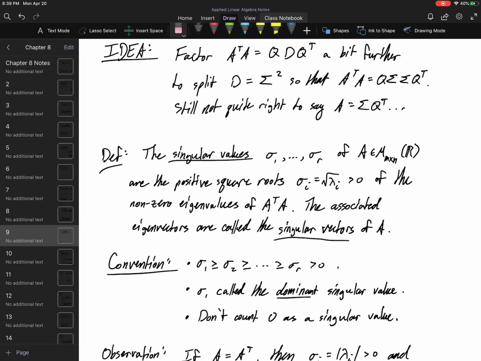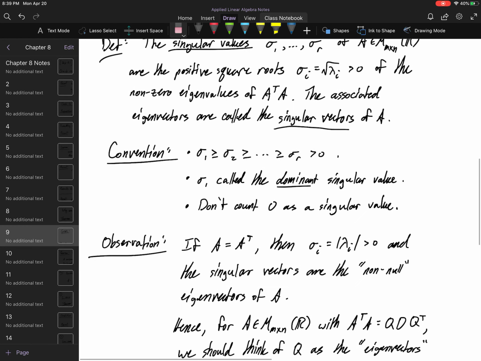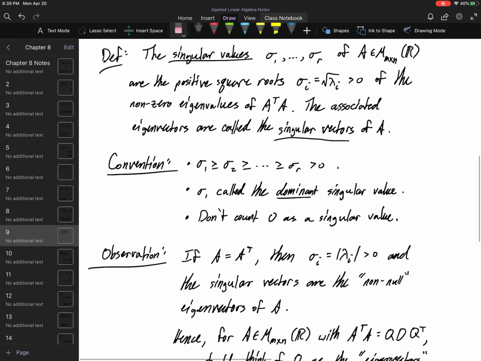Again, these singular vectors are not going to correspond to any null spaces. We need to make sure that all these singular values are positive numbers. Therefore, none of these sigmas are going to correspond to the null space of A or A transpose A. So the convention here is to line these up, ordering the singular values from greatest to least.